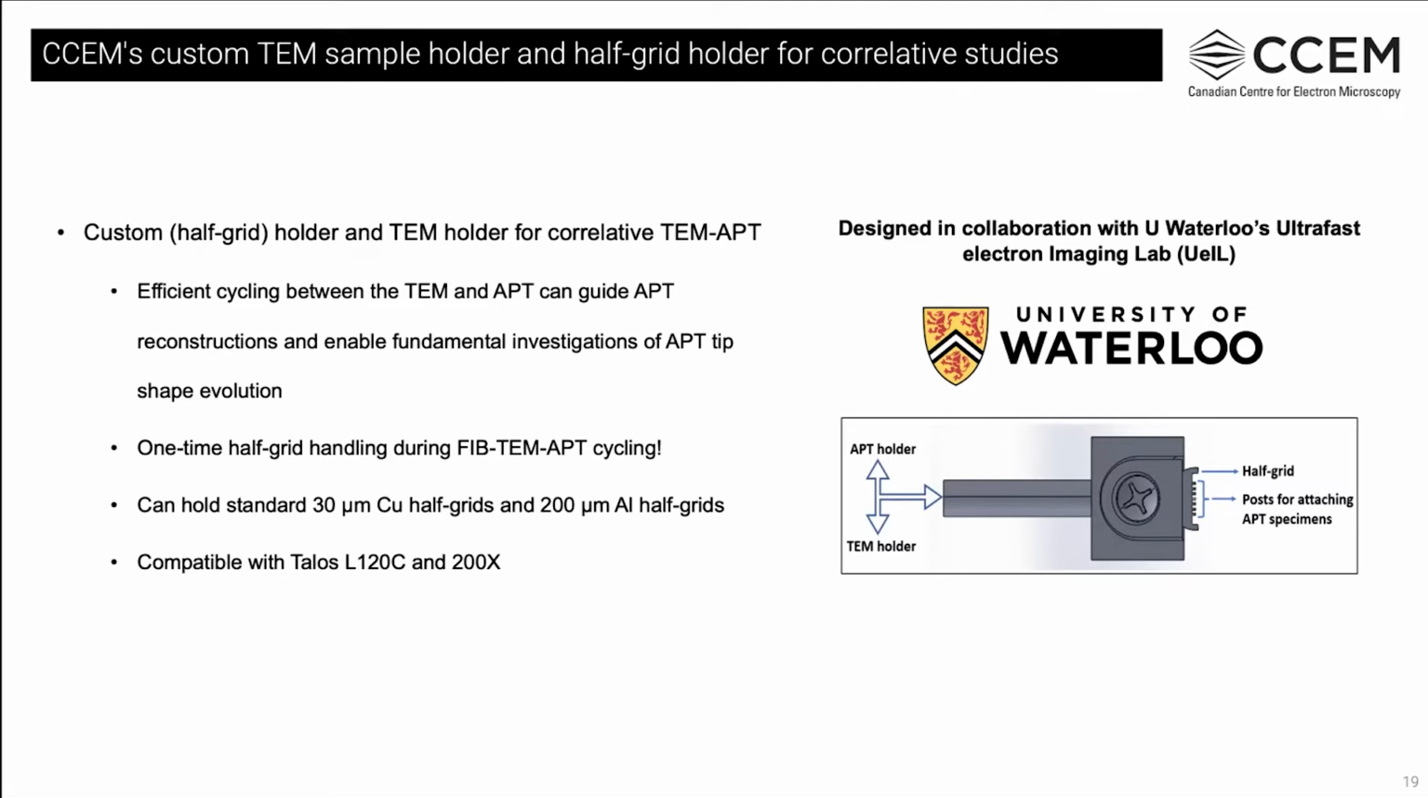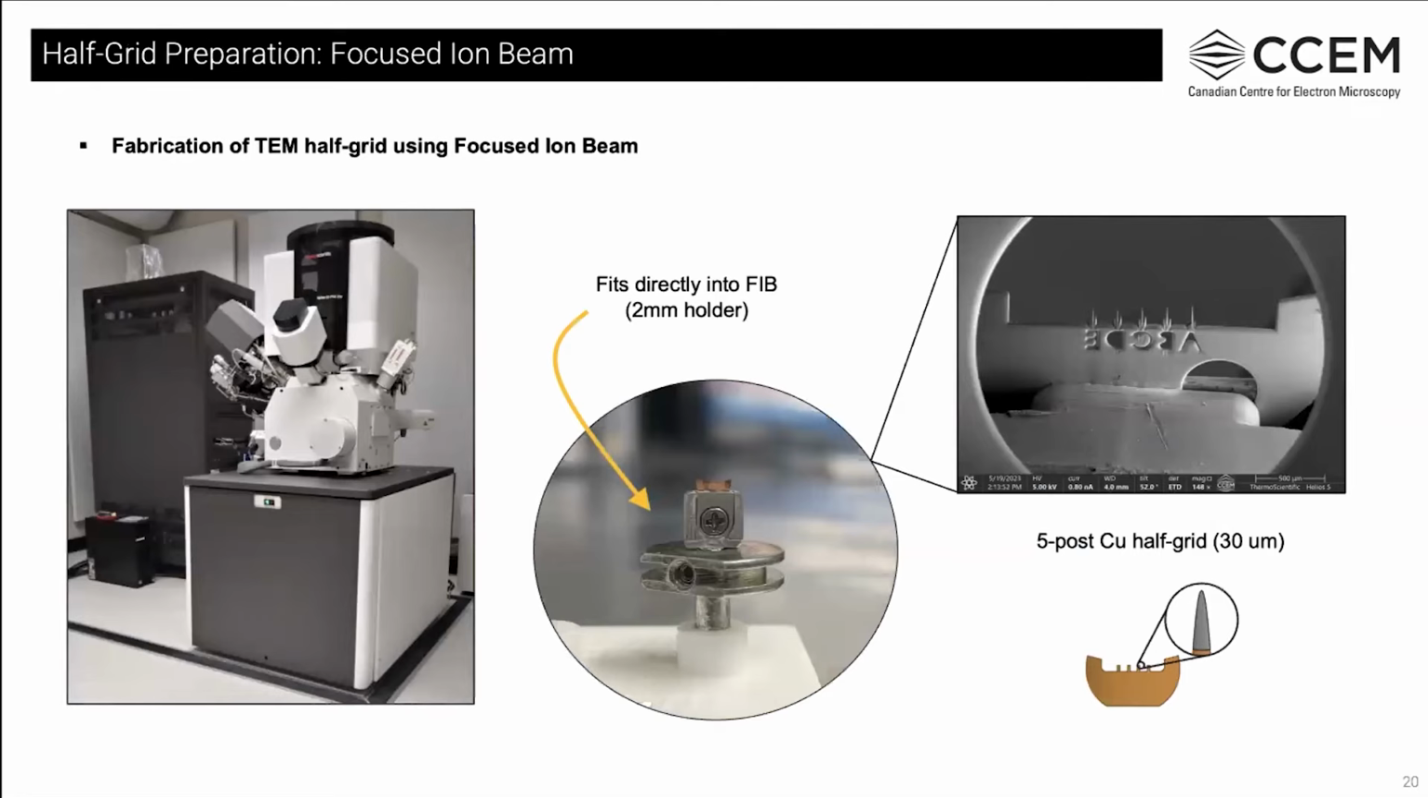But first, I'd like to go over an example of a workflow using this holder. To start, we need to fabricate something to hold our APT needles that mimics a traditional silicon post coupon. To do this, we can use a FIB to sharpen the posts of the TEM half grid into a needle shape approximately 2 microns in diameter with a flat top.